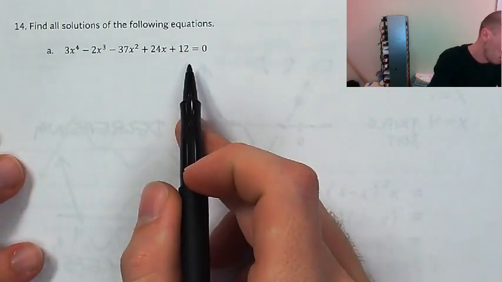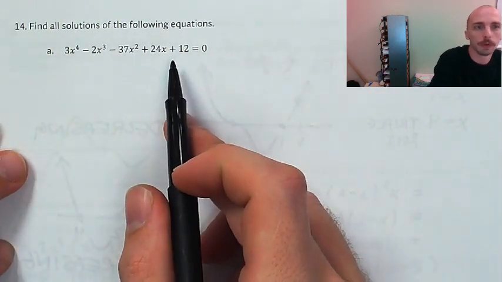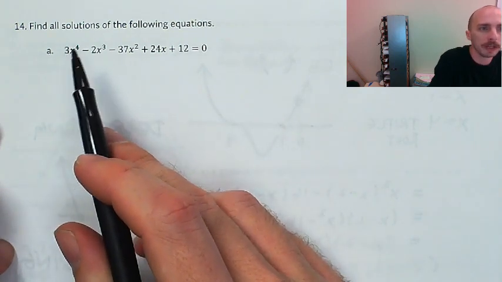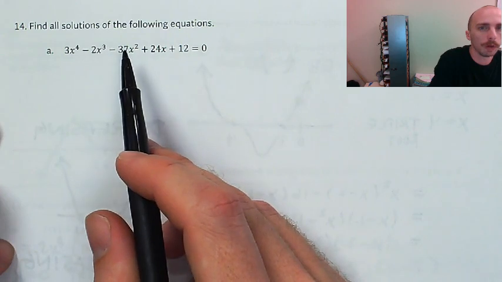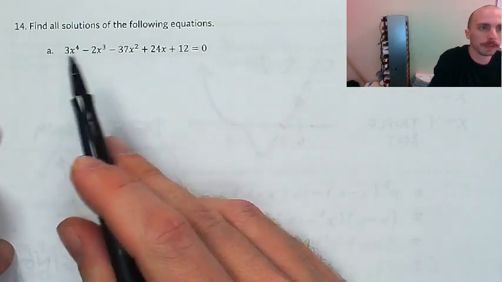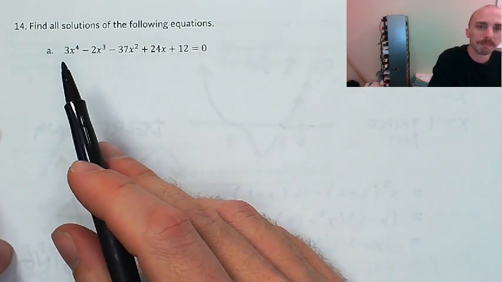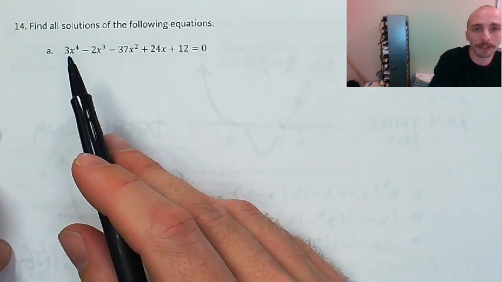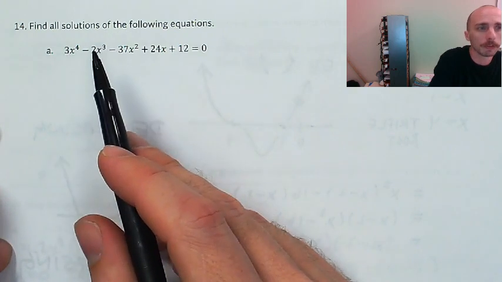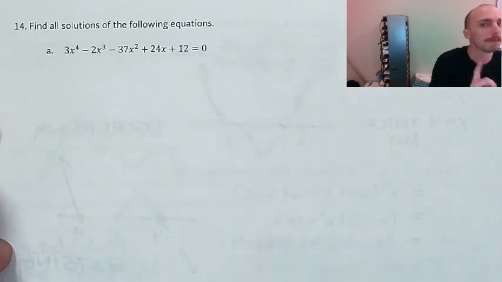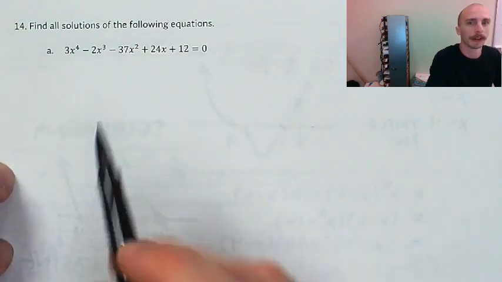Okay, find all solutions. This is where I think we would need to use the rational root theorem potentially. I'm going to think to myself, does 3 divide all of these? It does not divide 37. Okay, so now we're thinking of factors of 12 divided by factors of 3. I'm going to start with 1. Let's just test real quick. Add the coefficients, see if they add to 0. 3 minus 2 is 1. 1 minus 37 is negative 36. Plus 24 is negative 12. Plus 12 is 0. X equals 1 will be a factor of this thing.